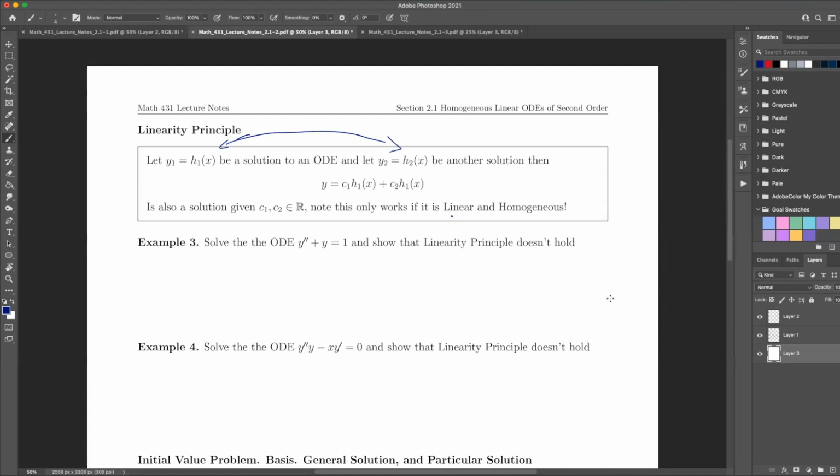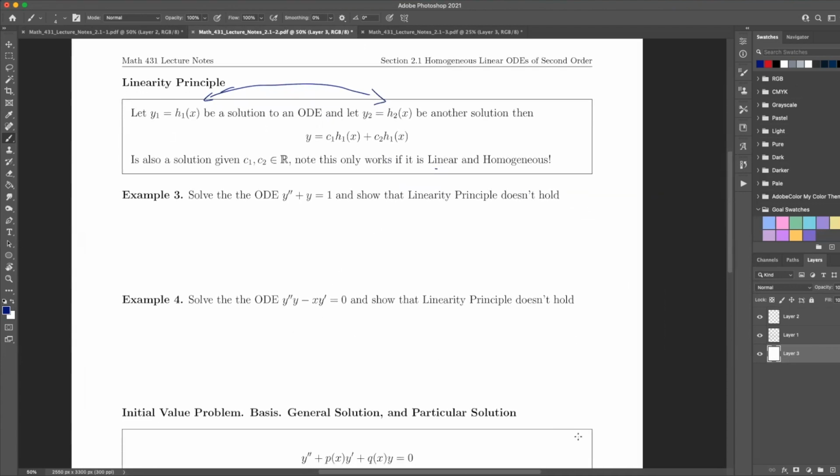But let me show you why it doesn't work, in hopes that you will not try to use this later when it's not valid. So here we have the same ODE. And by inspection, we can get 1 plus cosine of x as a solution. Because if I take its derivative, I'll get minus sine of x, and I take that derivative, I'll get minus cosine of x. So it'll be cosine of x minus cosine of x. 1 plus cosine of x is equal to 1 because the cosines will cancel.